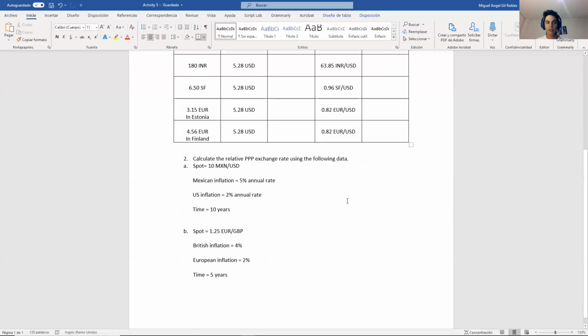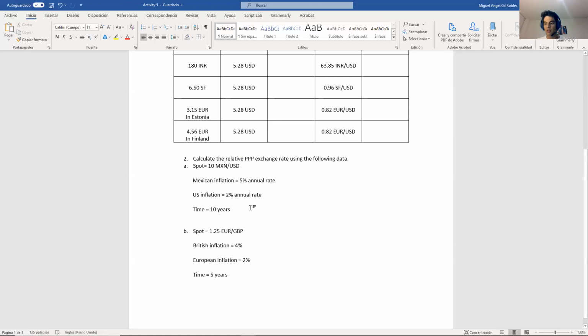And question number two. I was forgetting this question number two, but it's super easy. Question number two is about calculating the real relative PPP. In this one, you have to use the other formula, the one that has the exponent and all that. So just be careful on how you do the division and the math, but you have all the data that you need. You have the spot on day zero, the inflation of one country, the inflation of the other country, and the time in years. So it should be pretty easy to do.